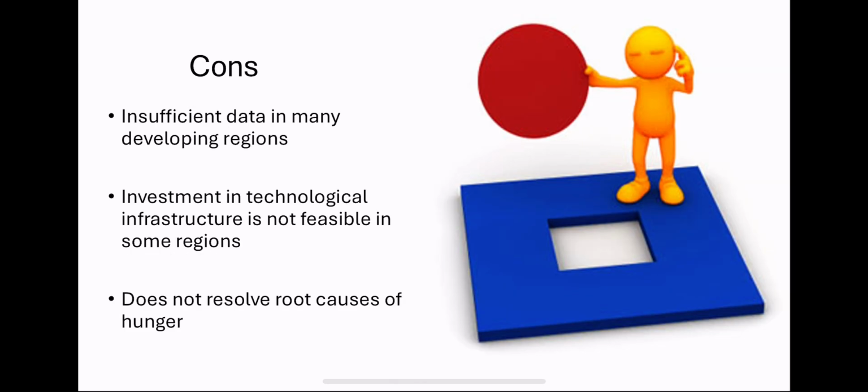Machine learning models require large volumes of clean, reliable data. In many developing regions, this data may be incomplete, inconsistent, or unavailable. Building and deploying advanced machine learning systems requires investment in technological infrastructure, skilled personnel, and training. All of this may not be feasible for underfunded regions. Lastly, forecasting can optimize existing systems in the short run, but it doesn't directly address long-term root causes of hunger like poverty, conflict, or inequality.